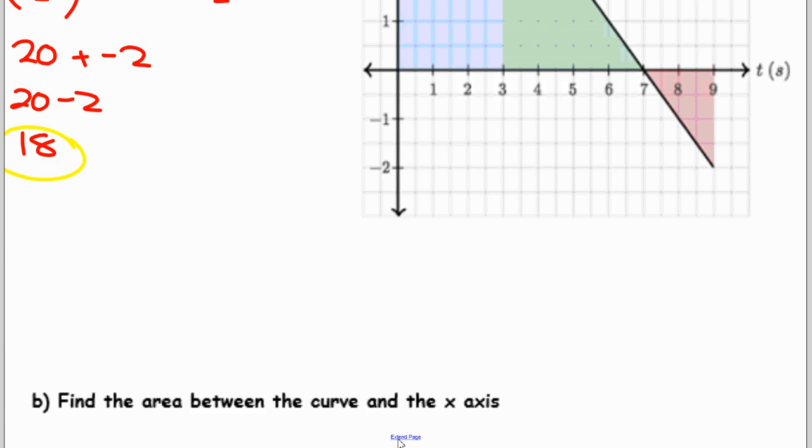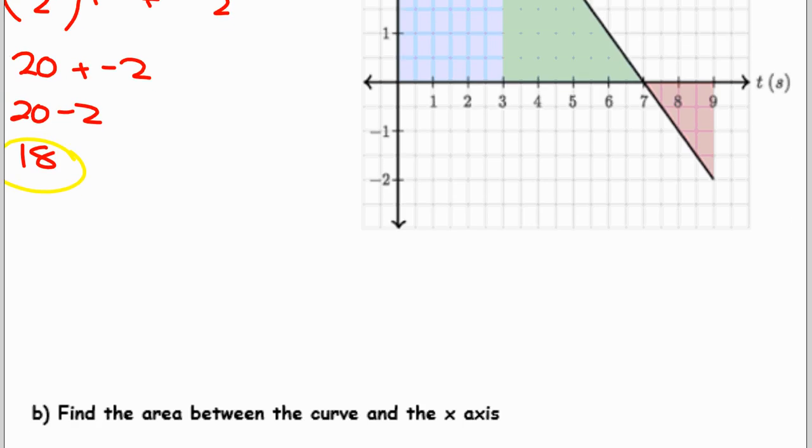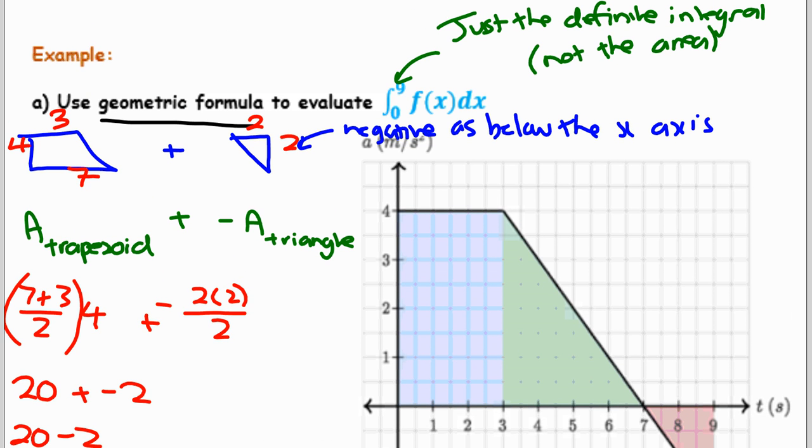Oh, do you want me to go back up? Yeah. There you go, yeah. So just a definite integral, not the area, is what they were asking for here. So for the next one, we just add these two together? Yeah. So what would it be? 22. 22, yeah. So you don't need to show the working out again. Just go unit squared, squared units, yep.